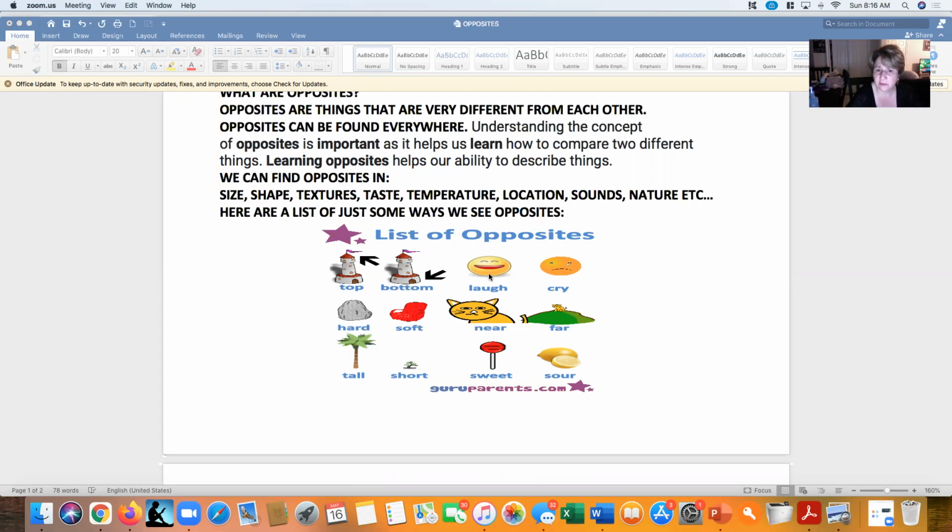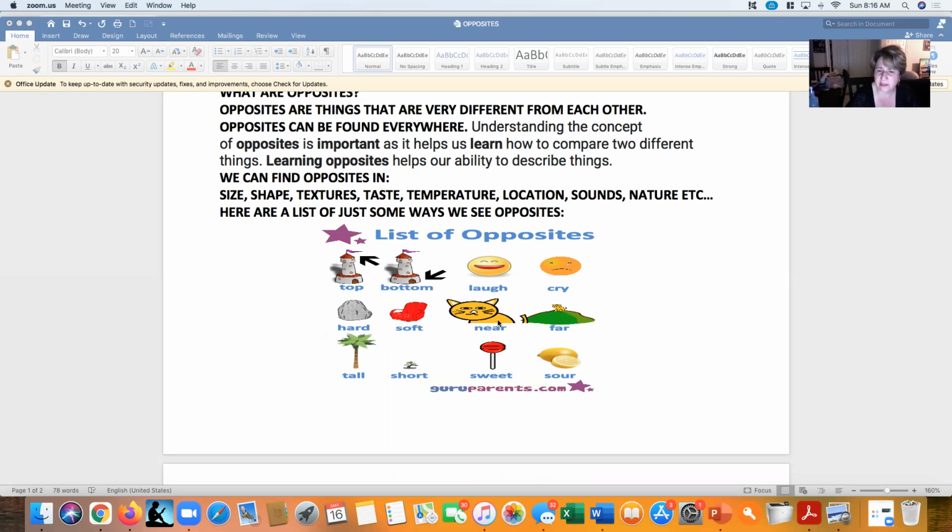Look at these little faces we have over here. This one is smiling, a really big smile, and that's called laughing. What would be the opposite of laughing? Let's look at the other one. He is crying. Laughing and crying are opposites. Here we have a rock and a soft chair. But the rock is what? Is it soft like the chair? No, it's hard. Hard and soft are opposites.